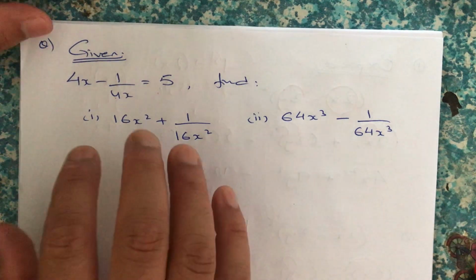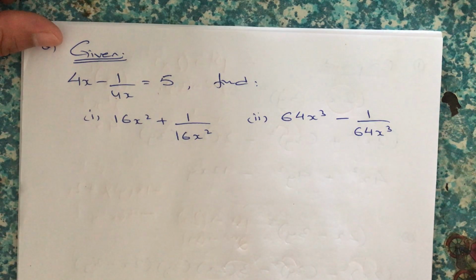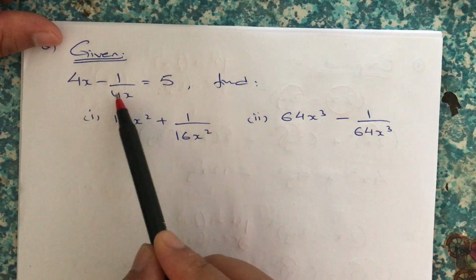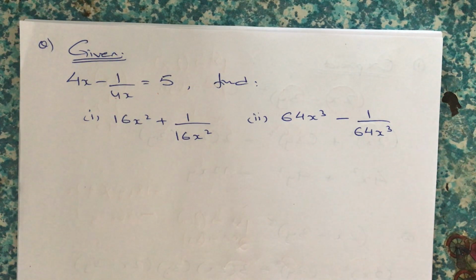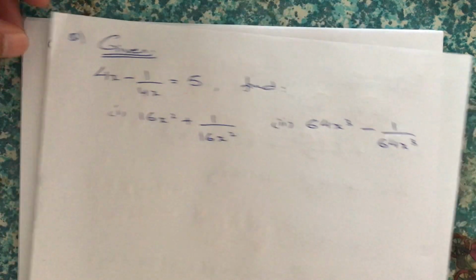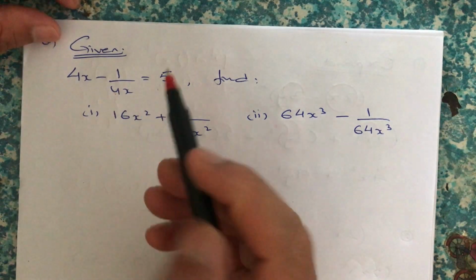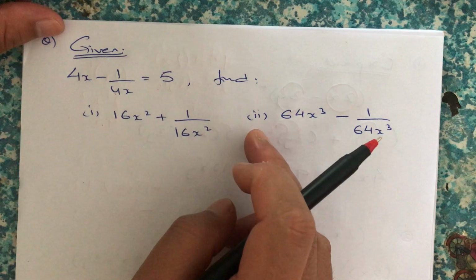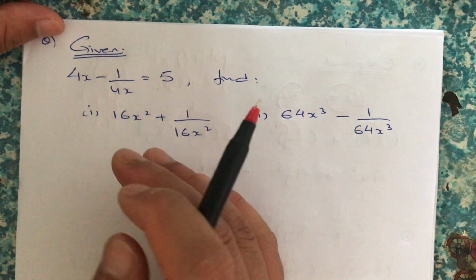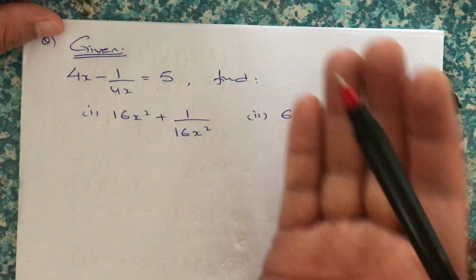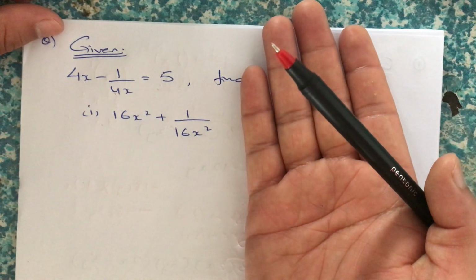Okay, now let's talk about this type of sum. Let's say it's given as 4x minus 1 by 4x is equal to 5, and they're saying find this. Now how do we go ahead and solve this kind of question? There are two parts given, part 1 and part 2. What we do is take one part at a time, individually.